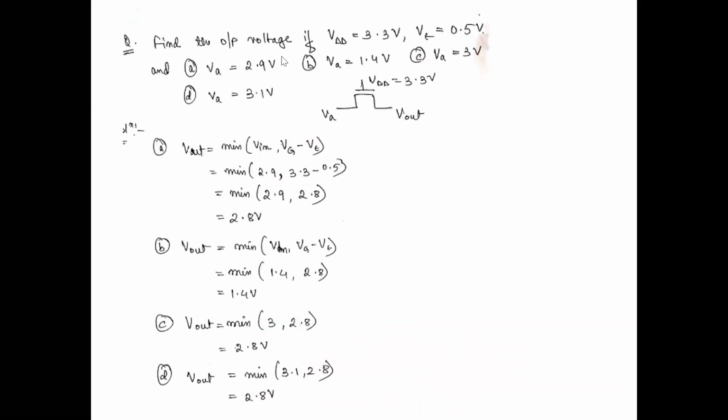Similarly, you have another problem here. This is also for an N transistor. The values are given differently. We'll just discuss the first one; the remaining you have to do. Find the Vout when VDD is equal to 3.3. VDD here is nothing but Vg. Vt is given as 0.5. In the first case, Vin is 2.9. Minimum of Vin comma Vg minus Vt. Vin is 2.9, and 3.3 minus 0.5. The minimum of this is 2.8. Similarly, do it for the other cases also.